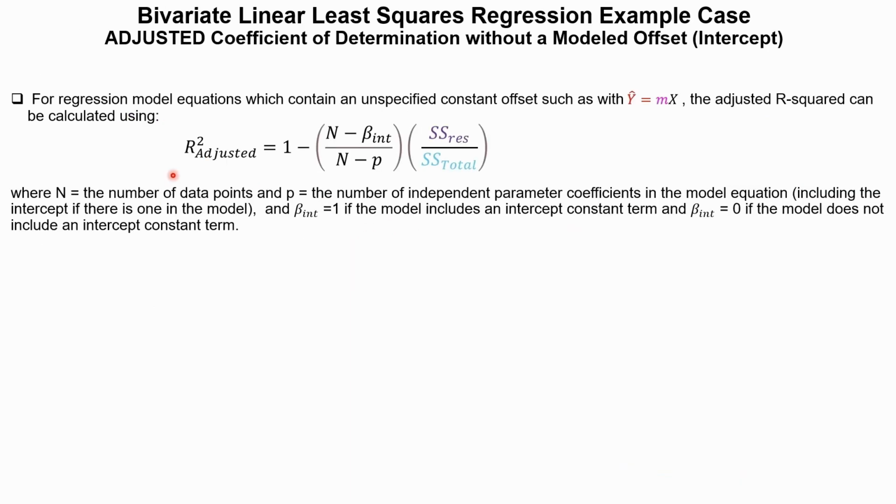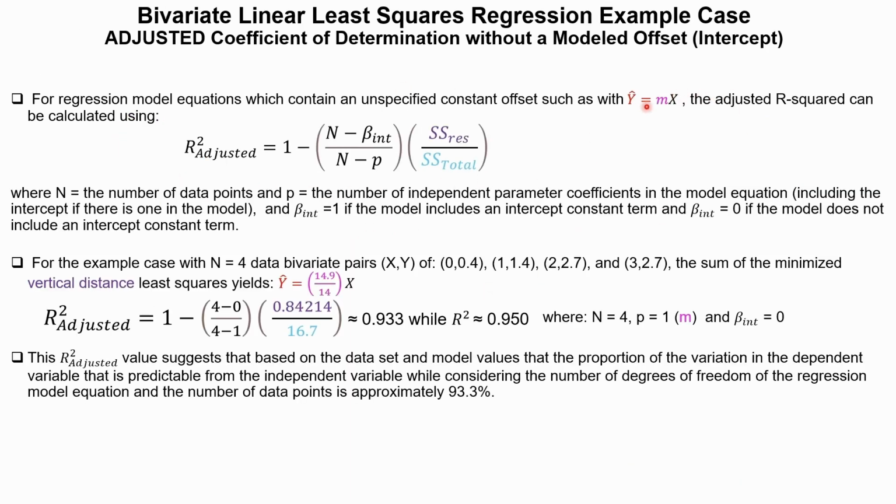The general form of the adjusted R-squared equation is as before. For the example case with the model equation form being this, the number of data points is 4, so n is 4. The number of parametric coefficients solved for in the model form is 1, so therefore p is 1. And the equation model form has no intercept term which is solved for, and therefore beta intercept is 0. Putting in the sum of squares residual and the sum of squares total into the equation for this example yields an adjusted R-squared of 0.933, while the R-squared was 0.95 for this example. This suggests that based on the model equation form and the data, approximately 93.3% of the dependent variable values are predictable from the independent variable.